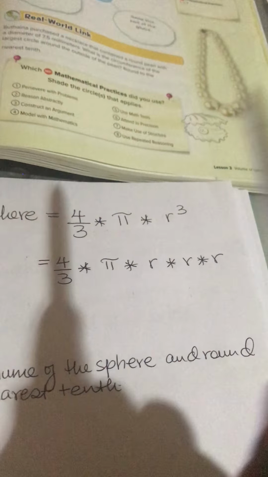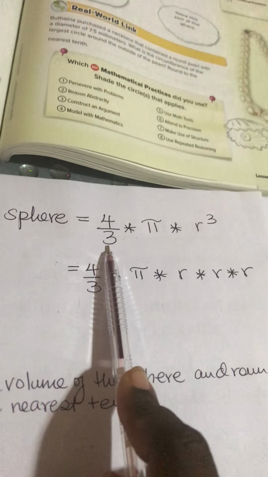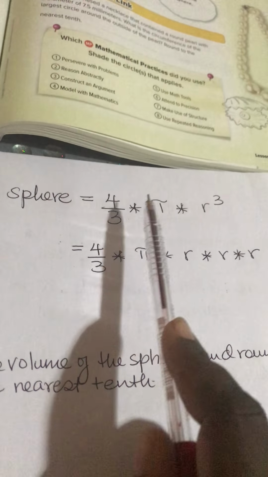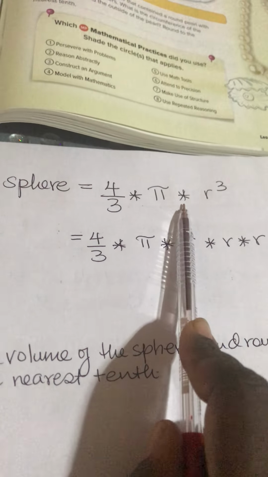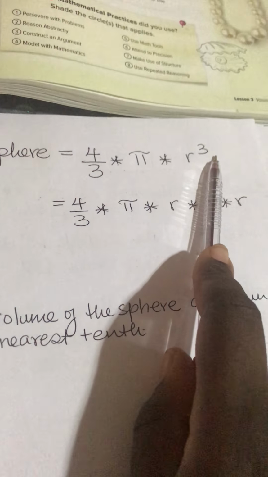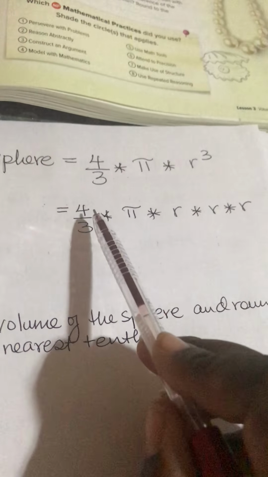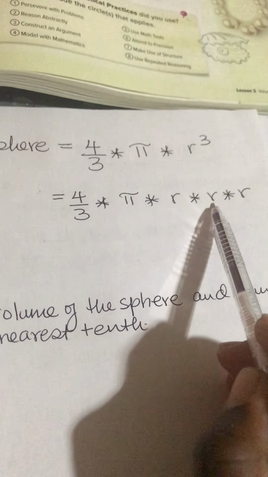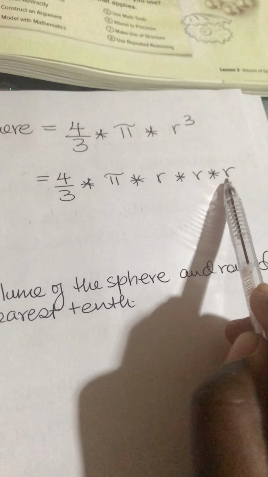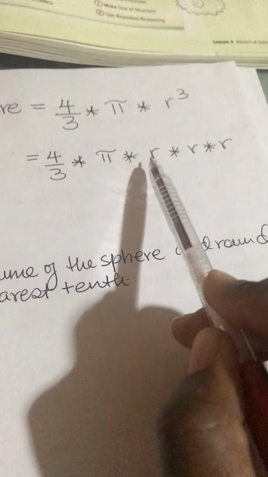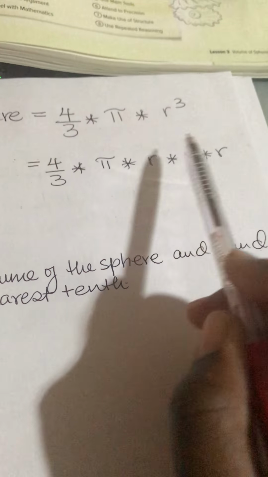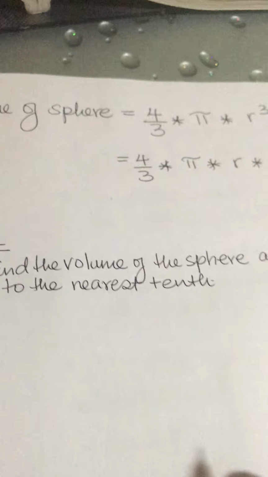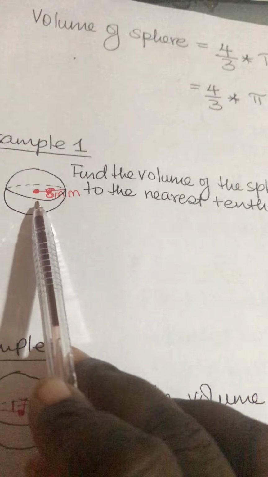Volume of sphere, the formula is 4/3 times pi times radius cubed. What does this mean? You multiply 4/3 times pi times radius times another radius. So you need 3 radii and you multiply them. So let's look at an example. So let's look at example 1.